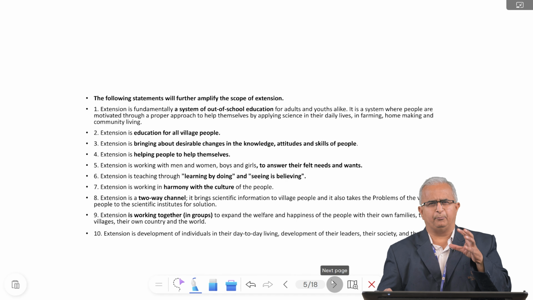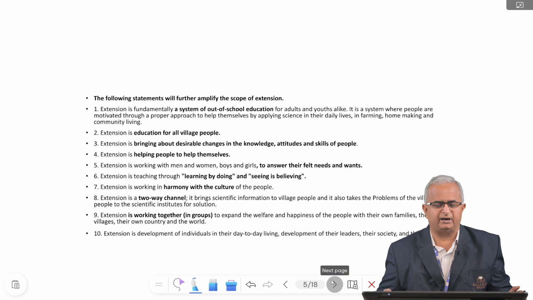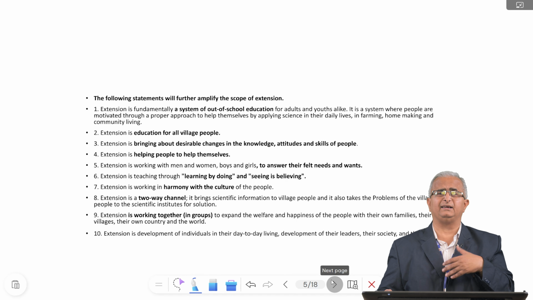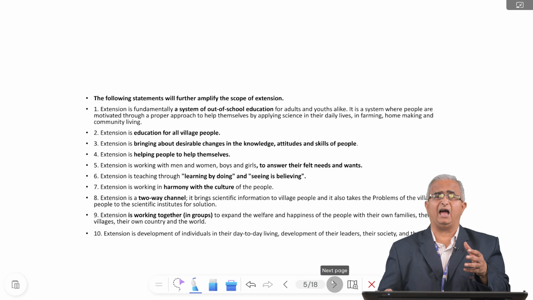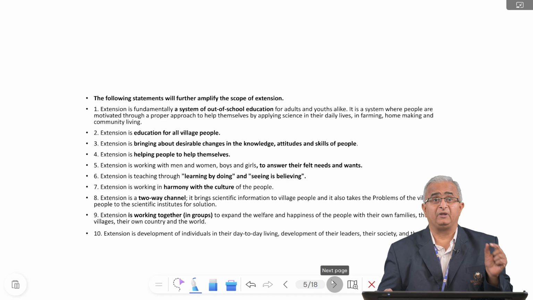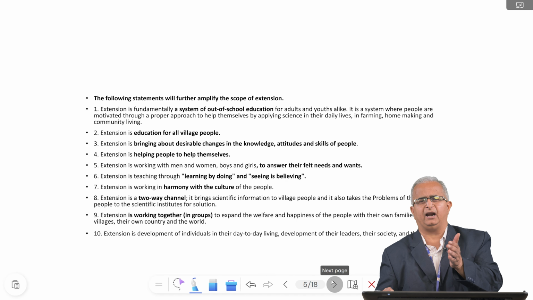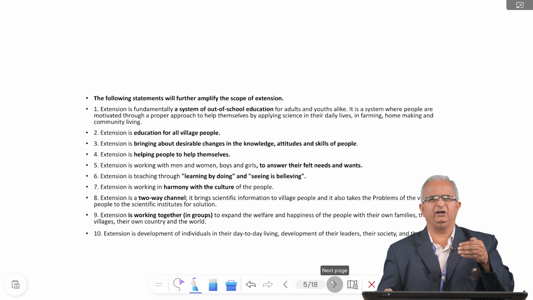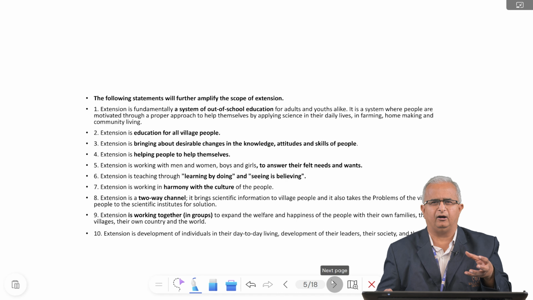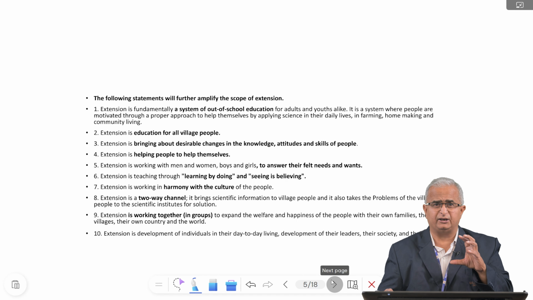And one more thing, the fundamental principle of extension lies in that it is a teaching activity. How does this teaching happen? It happens through learning by doing and seeing is believing. Learning by doing: each and every activity, generally we learn. Learning is nothing but a progressive behavioral adaptation. That means slowly, step by step, we make changes in our behavior. That is called learning. Here, the extension philosophy is nothing but learning by doing the activities.